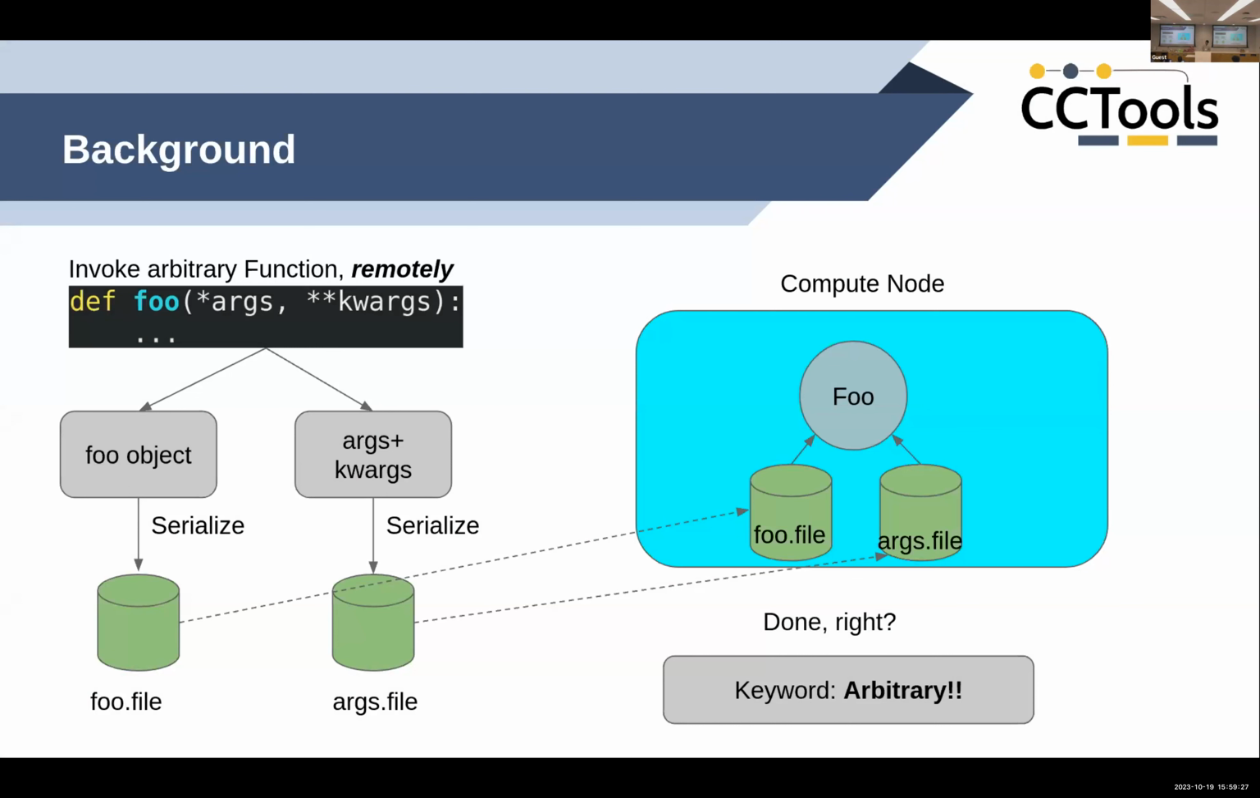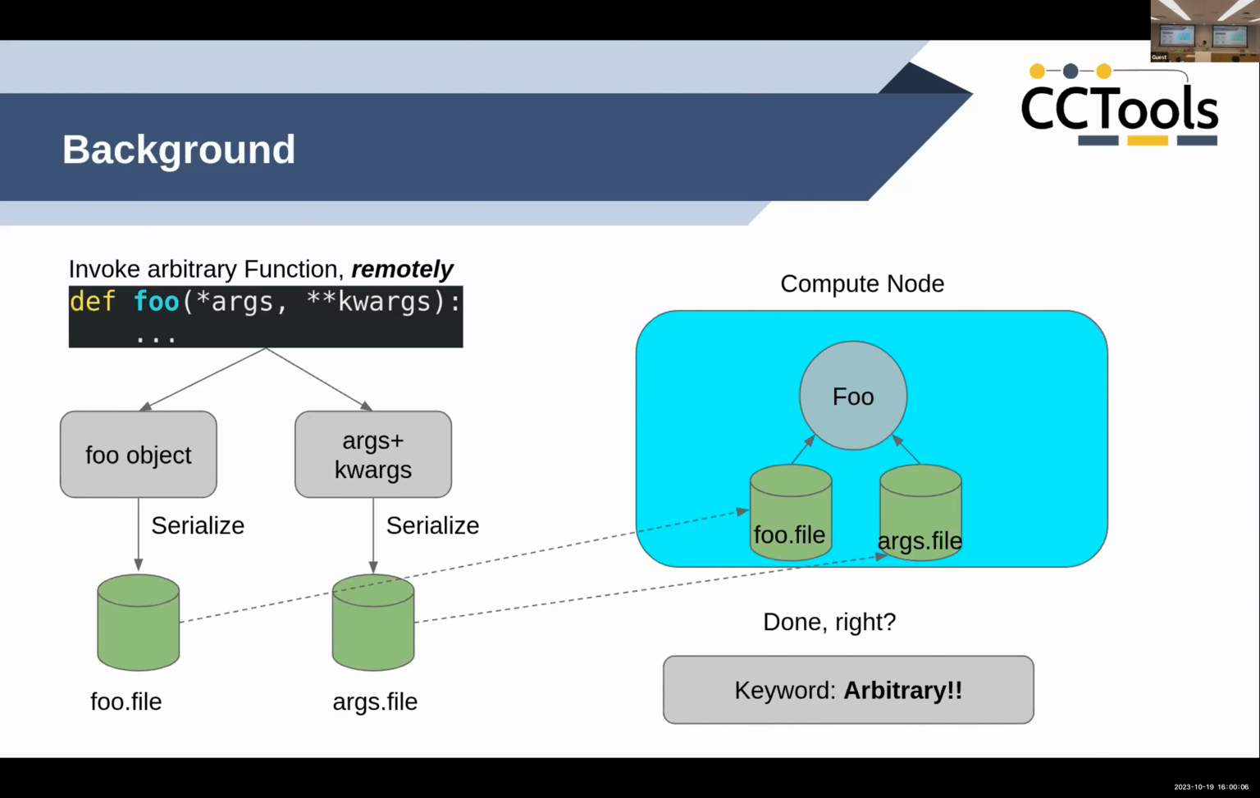Okay, let's start with something that's familiar to us all. We all know that Parsl allows users to invoke arbitrary functions remotely. So, for example, I have a function foo here with some arguments. Then the way Parsl invokes this function remotely is it's going to roughly serialize the function object and the arguments to two files. Then either stream or stage them over to a compute node, load the Python objects up into a process, and then run the function. That's it, right? Right. No.